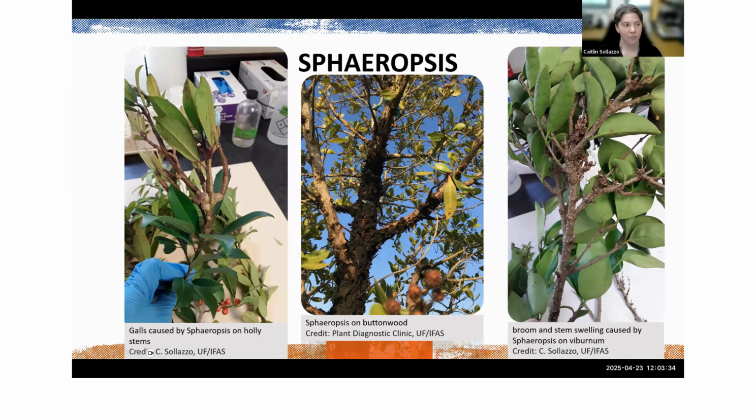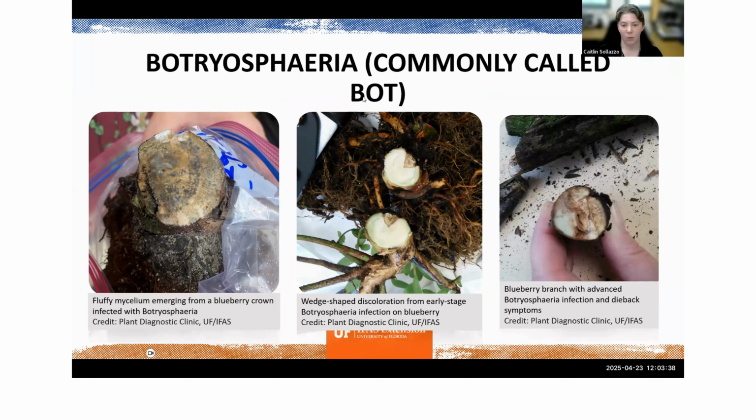All right. So here's Botryosphaeria again. Most people just call it bot. So this is if you moist chamber. So basically you put it in a moist chamber. The fungus starts to grow and reproduce. So you see all that fluffy gray stuff that's on the first picture. That's the actual fungus growing out. This is a really diagnostic symptom of an early infection of bot.